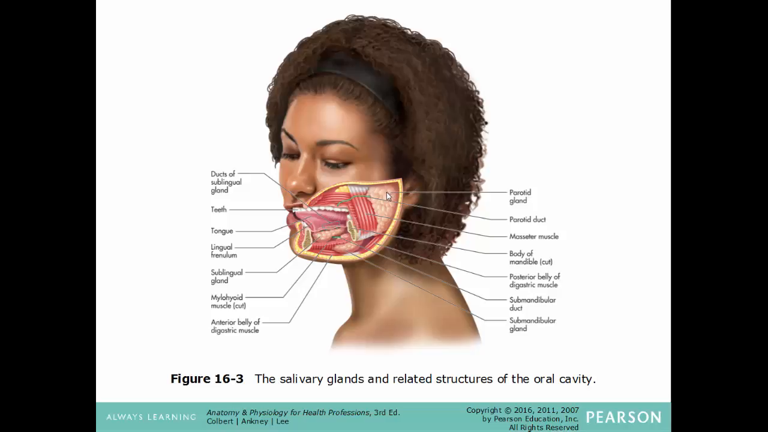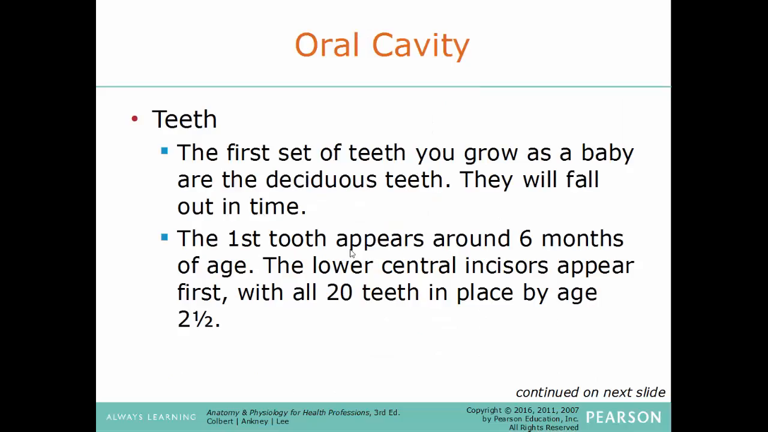Here's your ear, and just in front of the ear, just inferior to it, the parotids, the largest of the salivary glands. You have the sublinguals just below the tongue, and the submandibulars on either side of the lower jaw. Alright, now we'll move on to teeth.